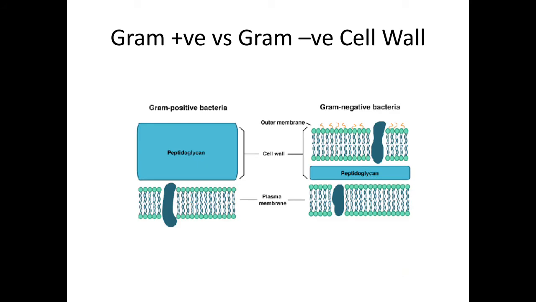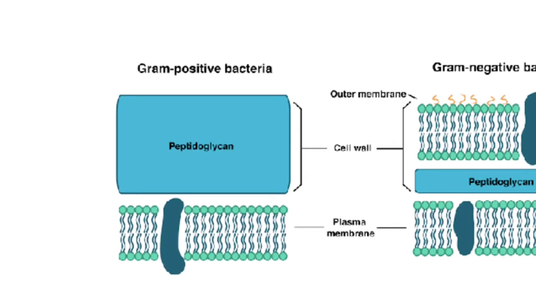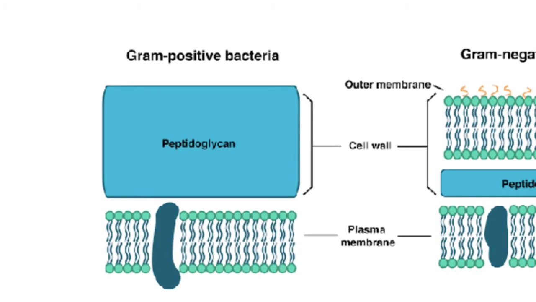If we talk about the difference between the cell wall of gram-positive and gram-negative bacteria, the gram-positive bacterial cell wall you can see here is made up of peptidoglycan. In the lower side you can see the cell membrane, and on the top side it is shown the peptidoglycan cell wall of the gram-positive bacteria.